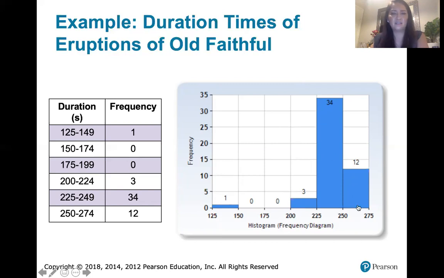It has that long left tail. And even if we ignored this, it would have a longer left tail than a right tail because of the lack of symmetry on the left and right of that high frequency class right here, which we can think of as a measure of center, which we'll talk about in the next chapter.